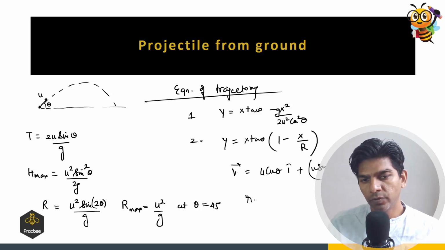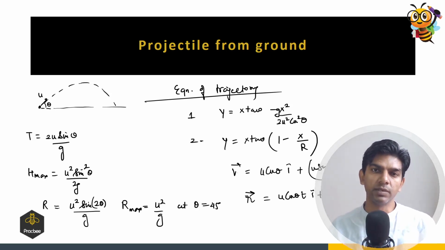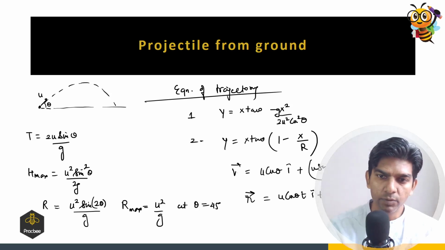And if you want to find the position vector, that will be u cos theta t i cap plus u sine theta t minus half g t square j cap, right? So these formulas we have to keep in our mind. Now let us see some of the questions.